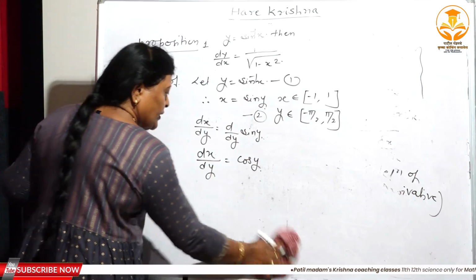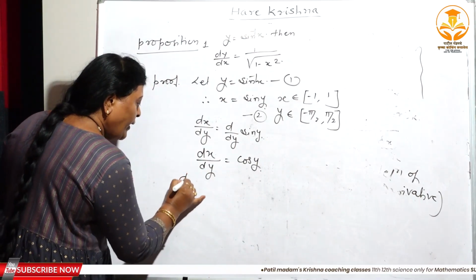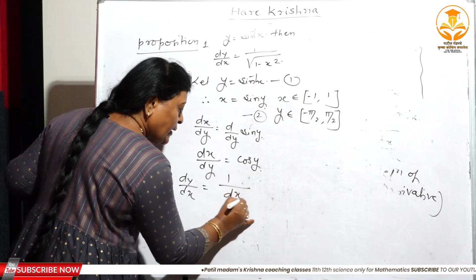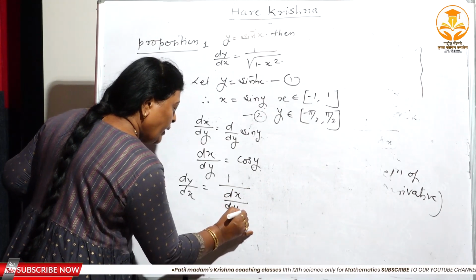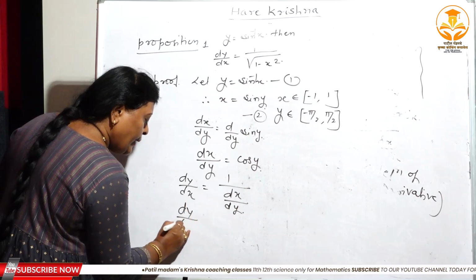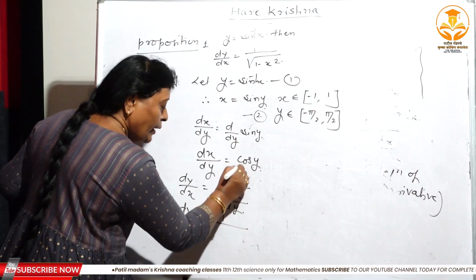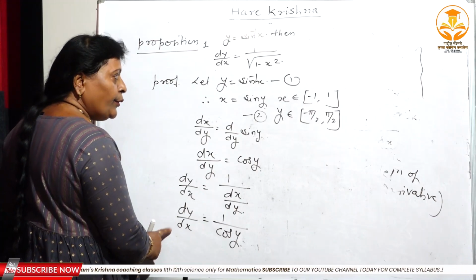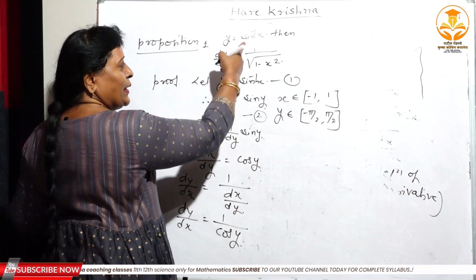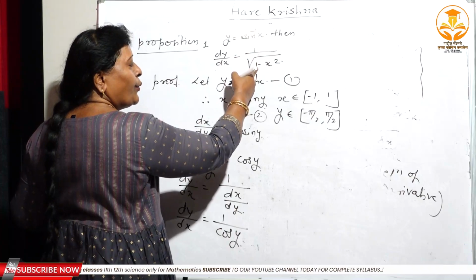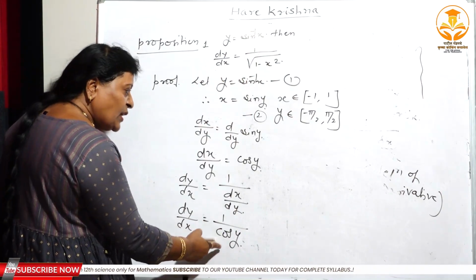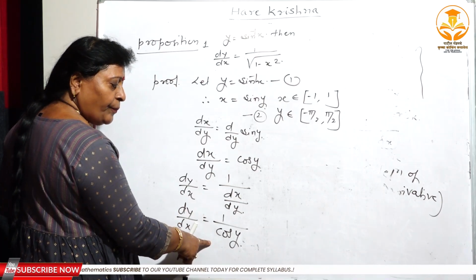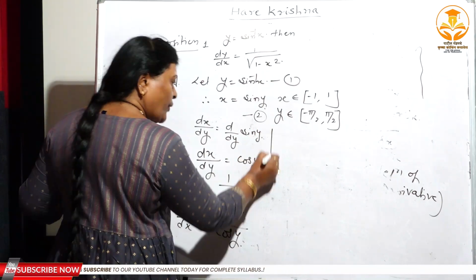But you know, see here, dy divided by dx is nothing but 1 upon dx divided by dy, right? Therefore dy divided by dx is nothing but 1 upon cos y, right? Here you have got the derivative, but we want dy by dx, which is nothing but 1 upon root of 1 minus x square. This cos y you have to find out in the form of x. Therefore see what you have to do.